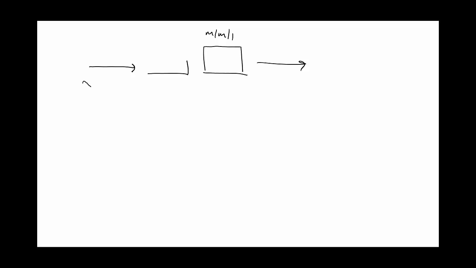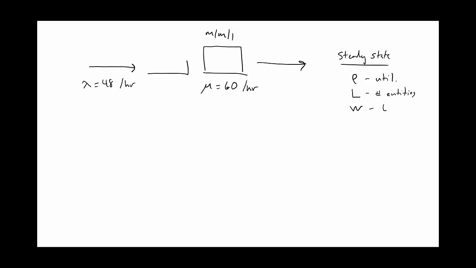We're going to assume that we have an arrival rate lambda of 48 customers per hour and a service rate mu of 60 per hour. And what we're interested in, at steady state, is: what is the utilization of the server, how many entities are in the system on average, and what is the time in the system. So this is utilization. This is the number of entities. This is the time that an average entity spends in the system.